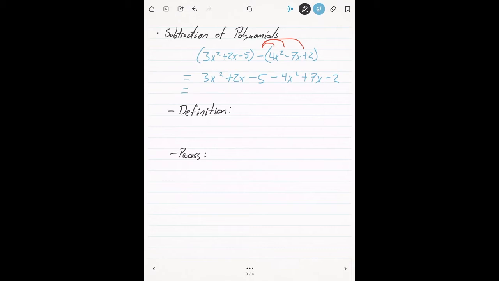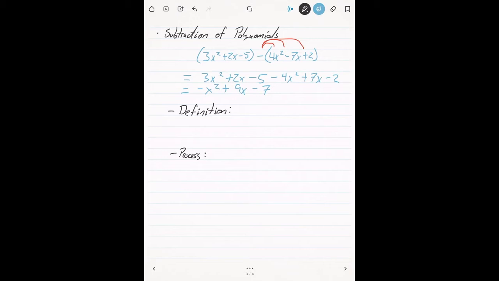Well, what are the like terms? We have a 3x squared and a negative 4x squared. That's negative 1x squared. We have a positive 2x and a 7x, so that's a positive 9x. And then we have a negative 5 and a negative 2. That should be a negative 7. So we end up with negative x squared plus 9x minus 7. I've written it in descending order to make it easier for ourselves to read. And there we go, that's it.